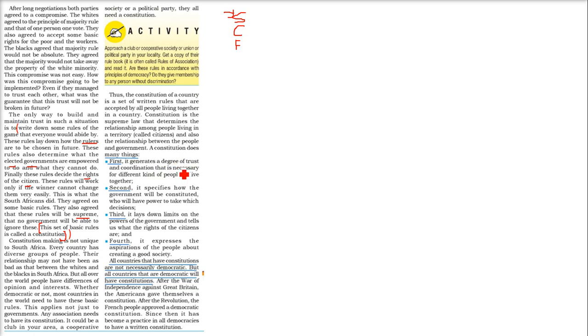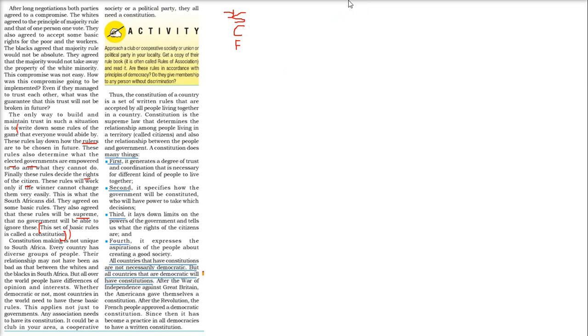So what we saw is that this constitution gives us a degree of trust and coordination among people. Second, it specifies how the government will be constituted, what will be the power, who is going to take what decisions, then the limits for the power of government and the rights of citizens, and finally the aspiration of people, that is, how to create a good society.